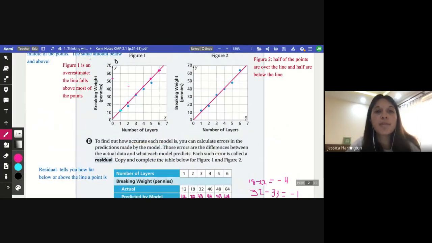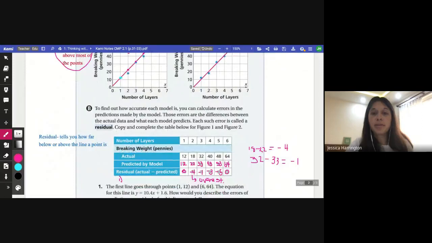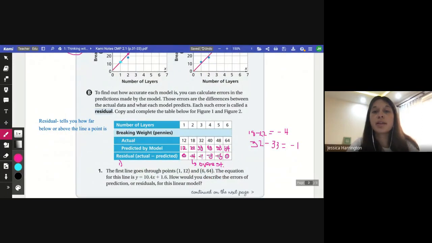Remember I said in this red part that figure 1 is an overestimate because the line falls above most of the points right here? My table is proving that to me, right? All of these numbers are negative, which means it's an overestimate. And it's an overestimate of a pretty big number, because if I added all these, I would get -4 plus -1 is -5. -5 plus -3 is -8. And -8 plus -5 is -13. So I overestimated a total of -13. Okay, so that's how I can see that there's a big difference here between my line and the points.